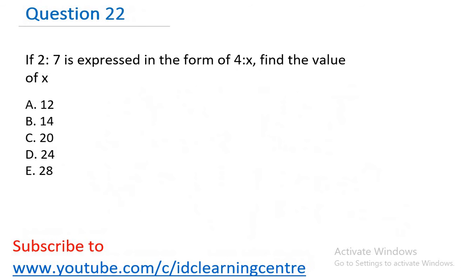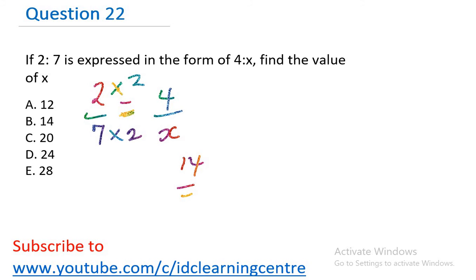Question number 22. If 2 ratio 7. Remember, ratio means divide by 7. Let me write it this way. Is expressed as 4 over x. What's the value of x? Use equivalent fraction. 2 times what will give you 4? That's 2. Multiply 7 by that same value, 2. 7 times 2, 14. The value of x is 14, which is B.